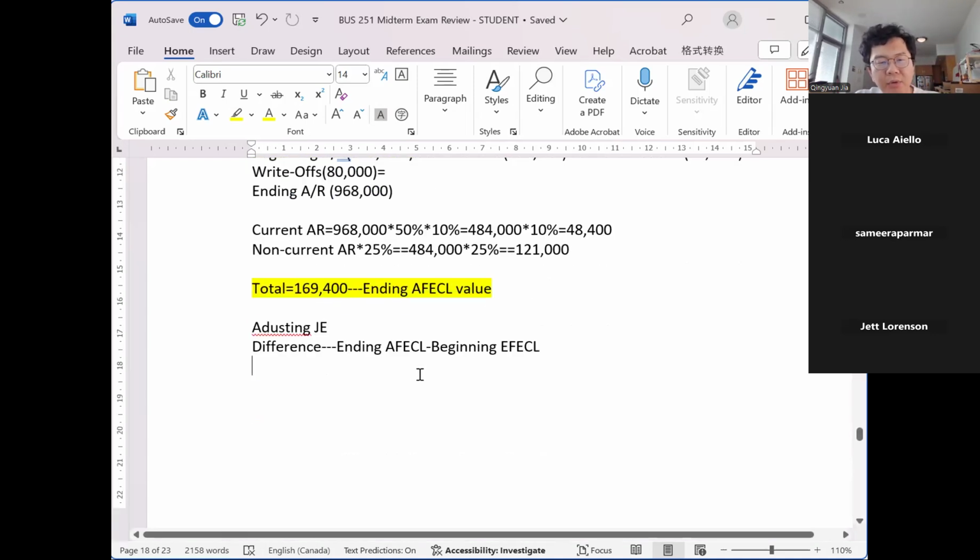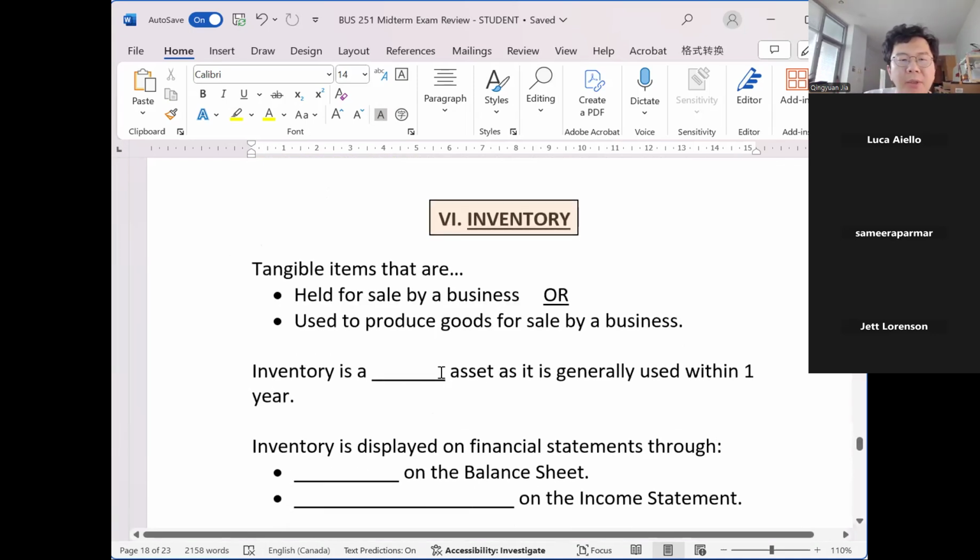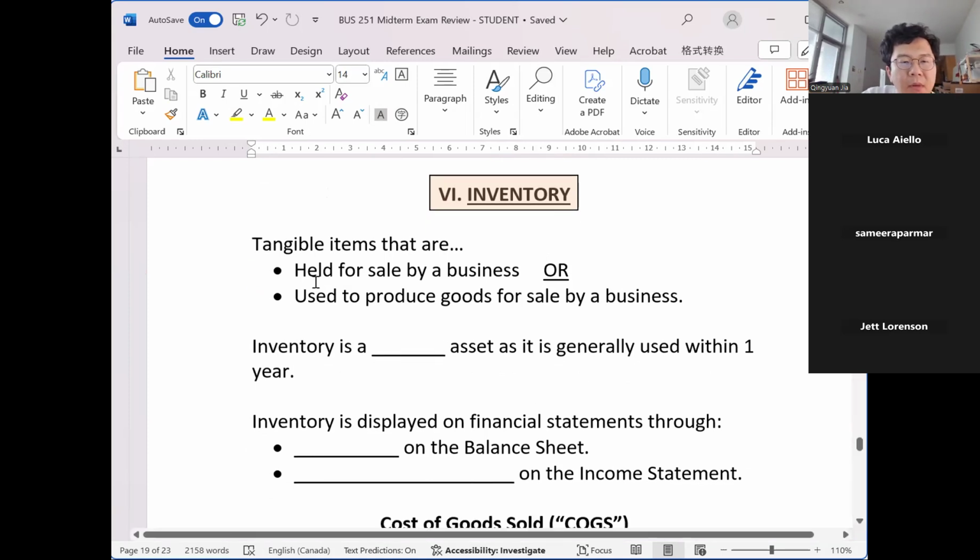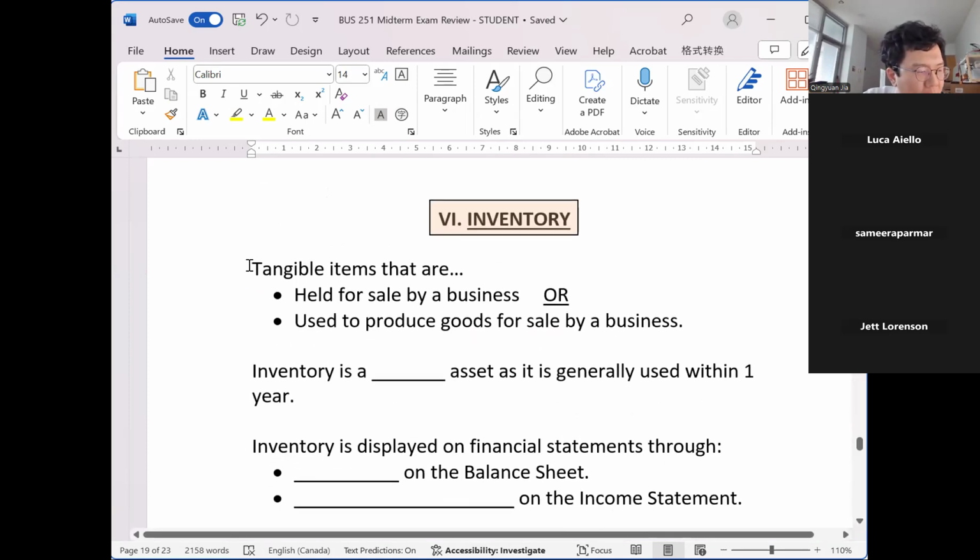Okay, let's move to the next part, inventory, and this inventory will be very important as well. First of all, we're going to talk about tangible items.